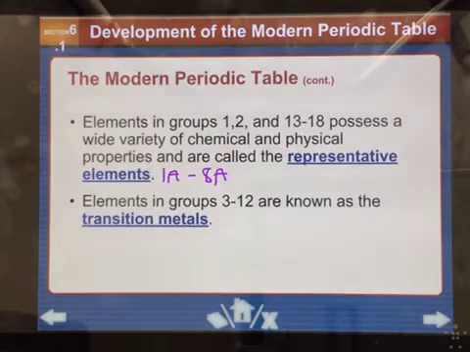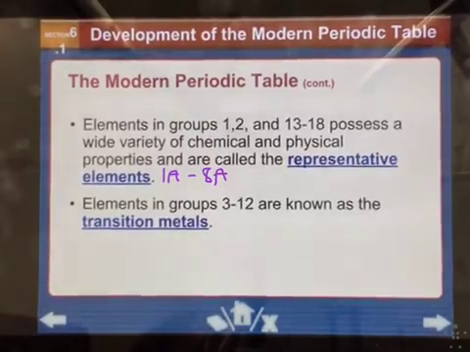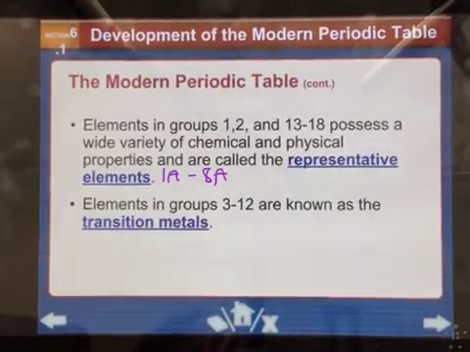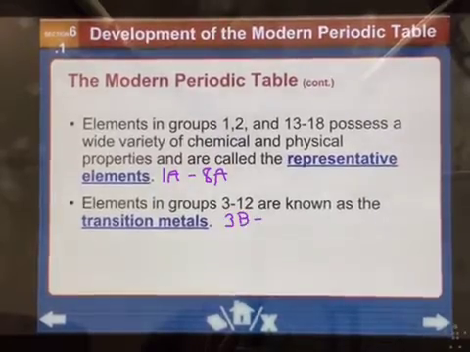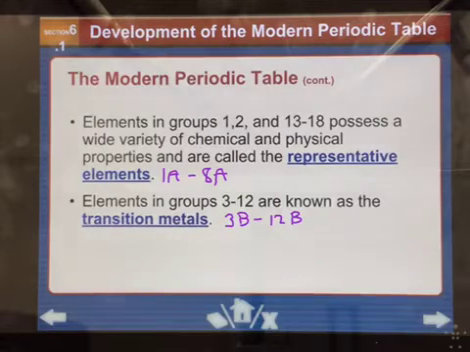And those are the ones that are in groups 3 through 12, or since they're not in representative elements, they get the designated letter B. So they're also 3B through 12B. And so that is the entire D block. And the F block is also a type of transition metal. They just have a slightly different name, which we're going to talk about here in a few minutes.